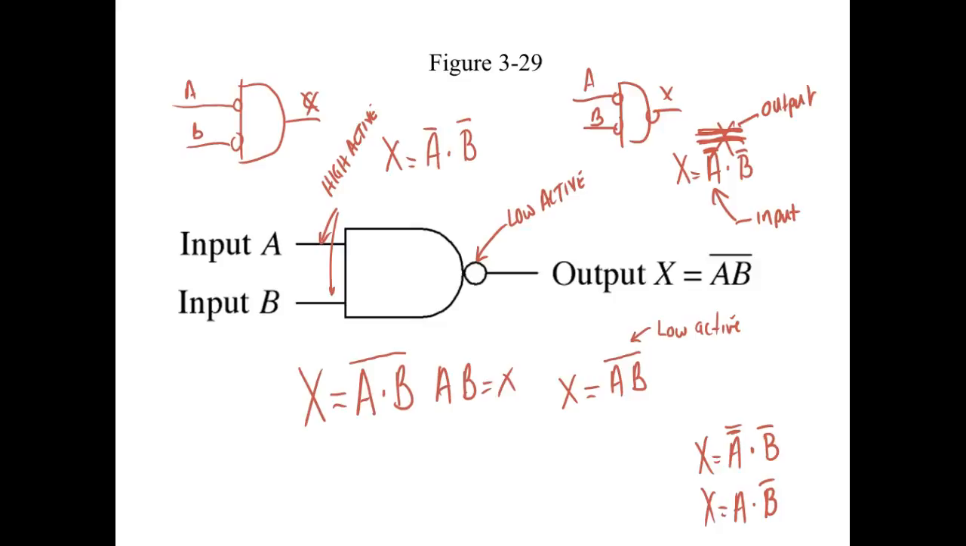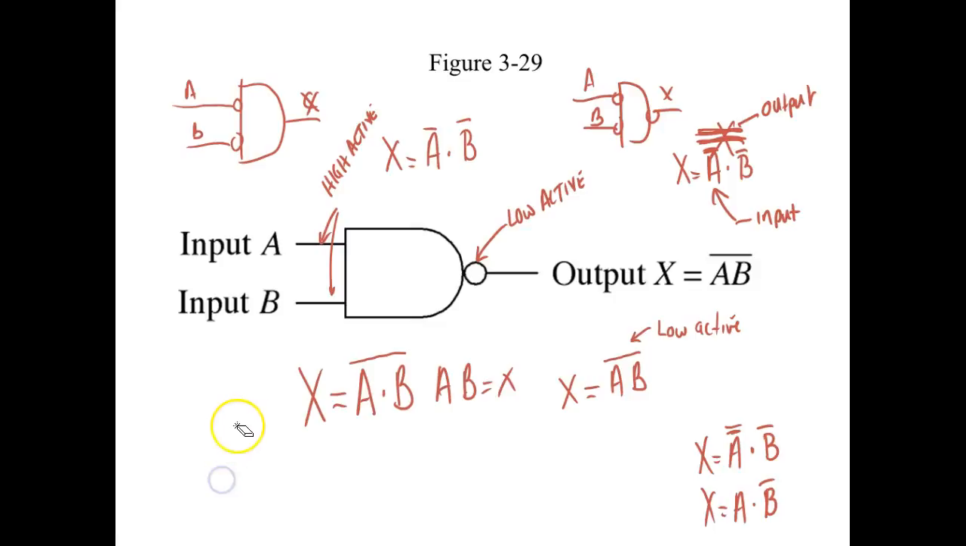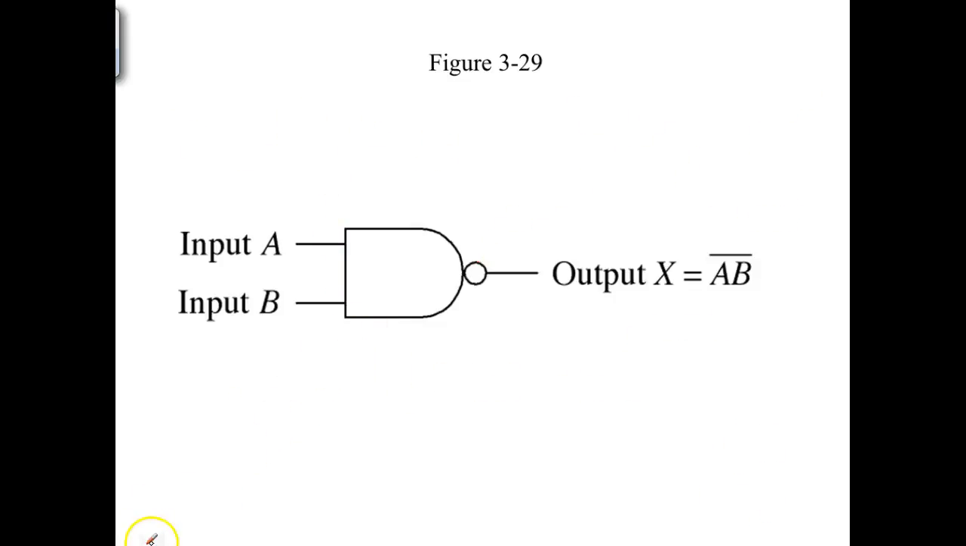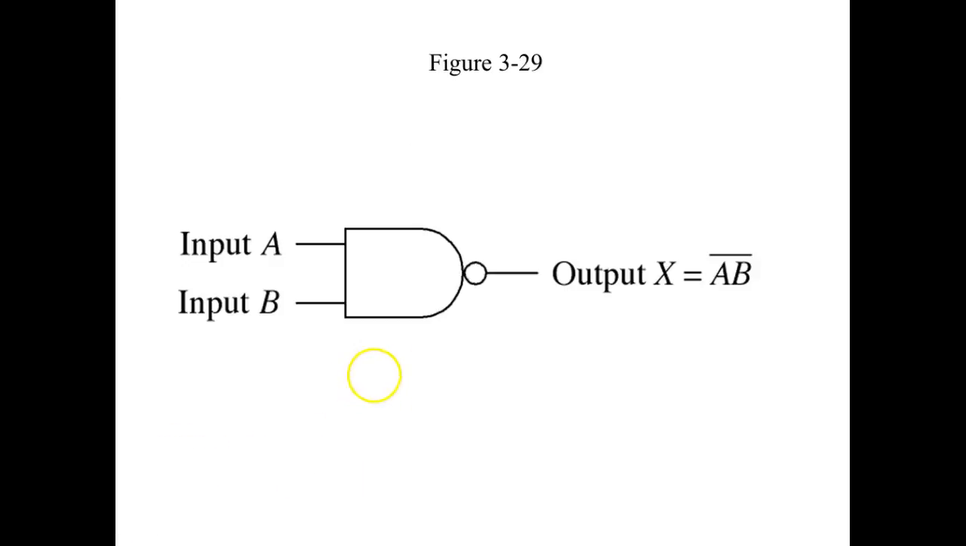So this is a NAND gate, and what does a NAND gate tell us? All highs equal to go. Good. So a NAND gate says all highs on the inputs equals a low output.